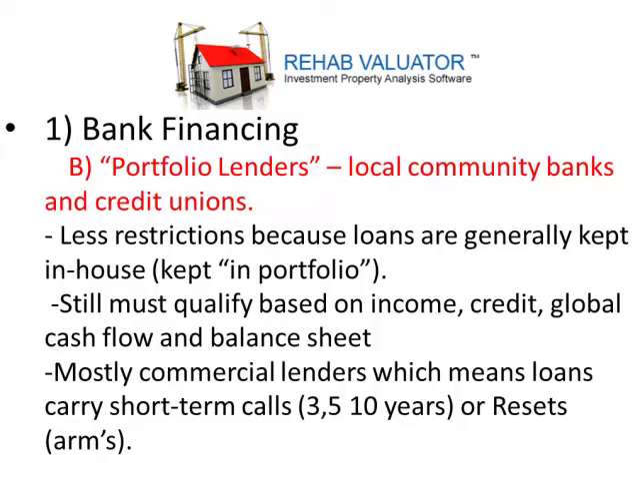They're usually given free reign to make decisions on loans up to a certain limit before they have to take it to a credit committee. Usually it'll be 200,000, 500,000, $1 million. So if they understand your business and what it is you're doing, they can make decisions on your loans very quickly. There are far less restrictions because loans are generally kept in-house. That's why they're called portfolio lenders.